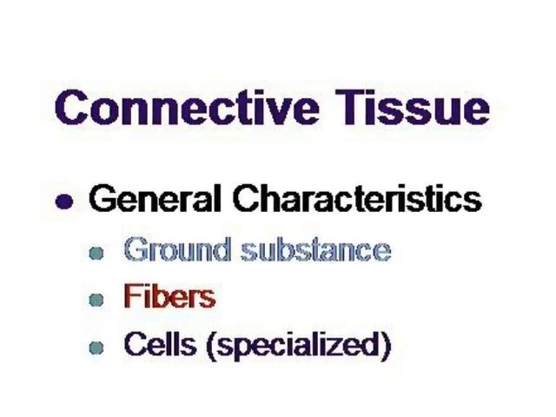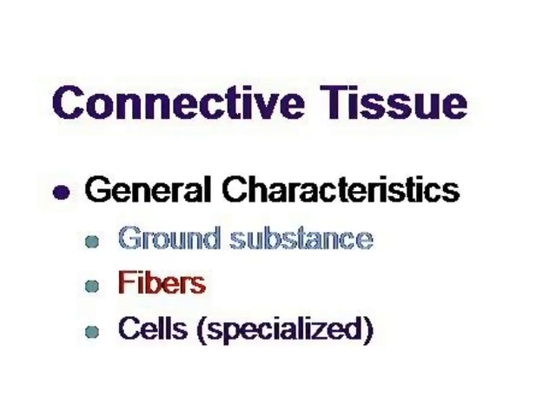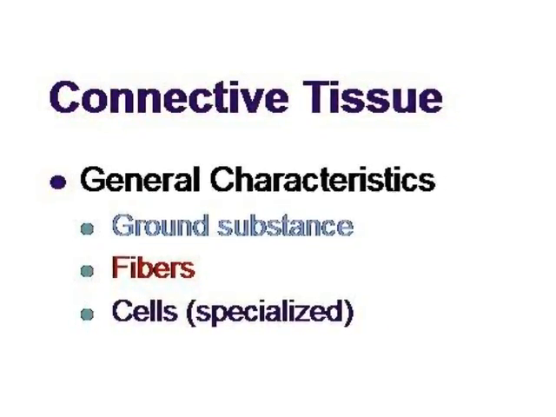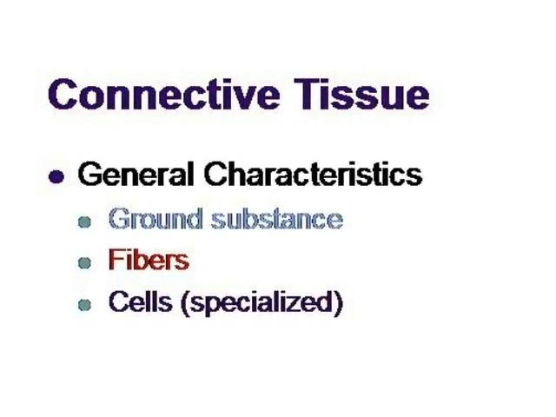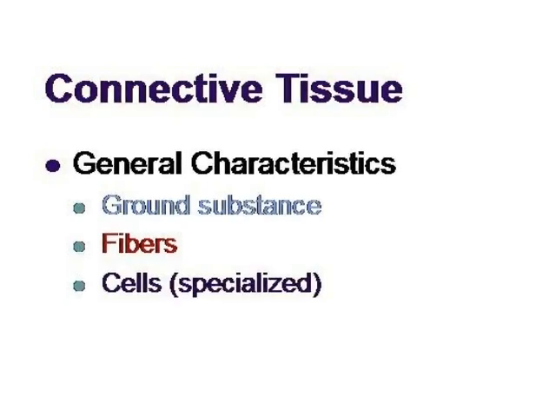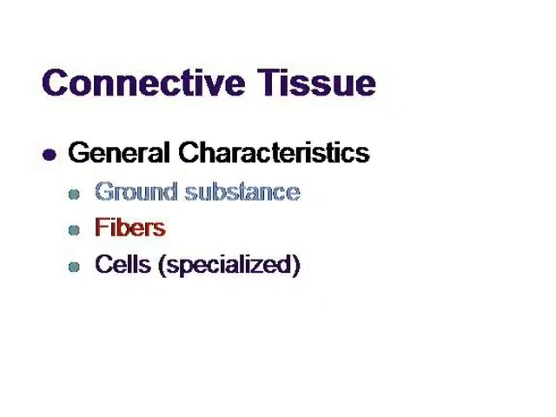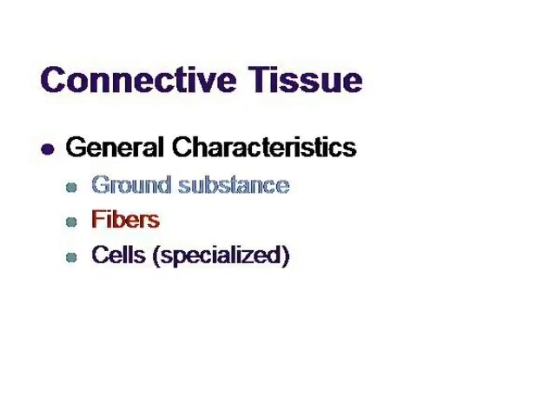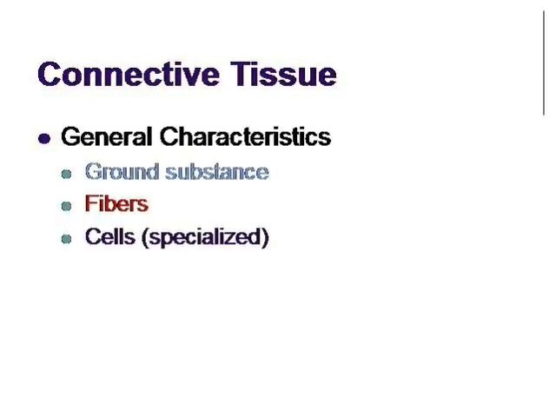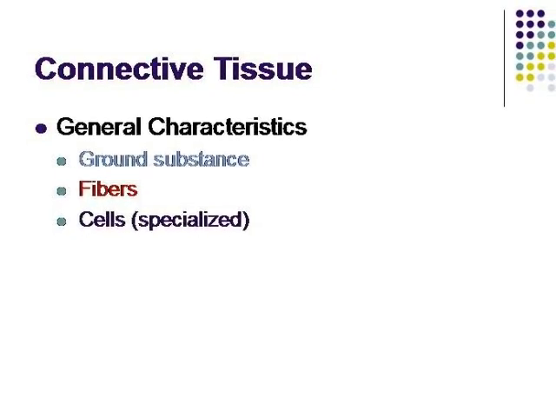Connective tissue will all share the same basic characteristics. They have what we call a ground substance. This is a substance that holds the fibers and the cells in their place. Ground substance can be very, very dense and thick to a fluid ground substance. Connective tissue will have specialized fibers. These are like ropes and strings that vary in strength and size, and they will also have different types of specialized cells.